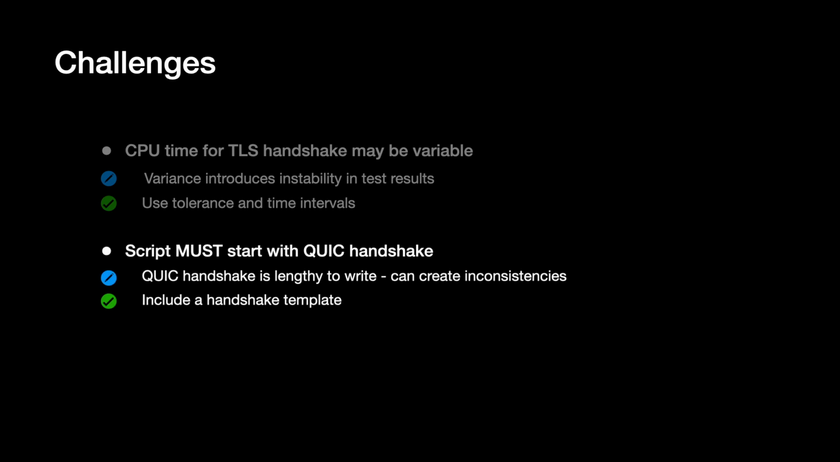Secondly, a QUIC script must start with a handshake just like a TCP script. However, a TCP handshake can be expressed in 3 lines, whereas a QUIC handshake is usually around 40 lines in the script. Rewriting this for every script is quite tedious and can create inconsistencies or typing errors. To solve this issue, we created an include-like functionality for our QUIC scripts, where 2 lines inside a script expand to a full-blown QUIC handshake.